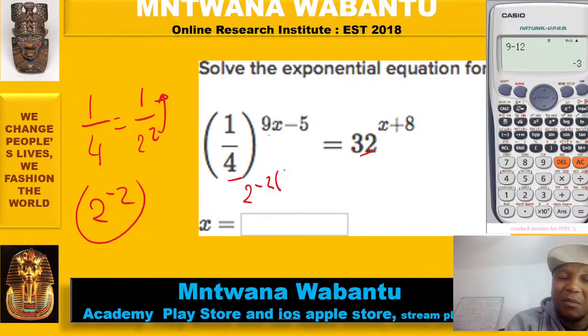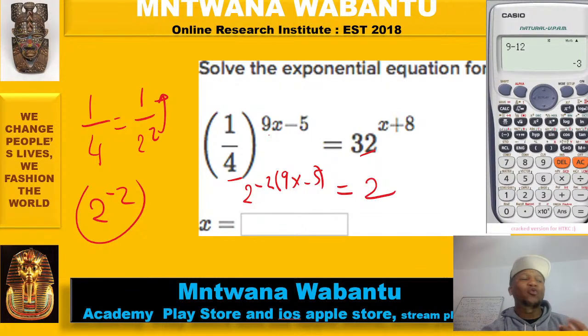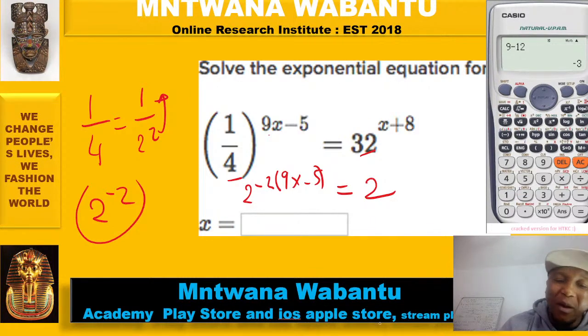And then I'll write my bracket 9x minus 5 equal, what is 32? I'm going to say 2 power something. Why do I say 2? Because I want the base to be the same. 2 power which number equals 32? 2 power 5. 2 power 5 equals 32. Look, 2 power 5.